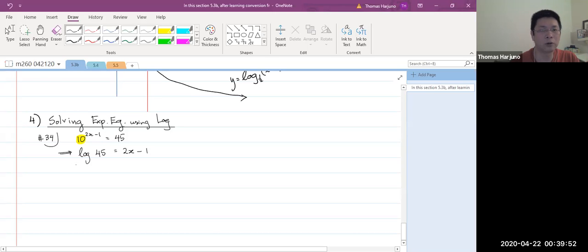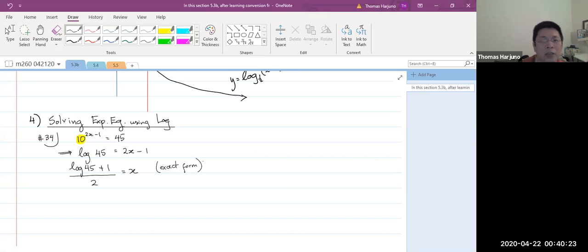Okay, I will solve that further. This is log base 10 of 45 plus 1, divided by 2, equals x. Now, we call this an exact form. We actually have dealt with exact form a lot, but this is basically the first time we call that exact form. What is the exact form?